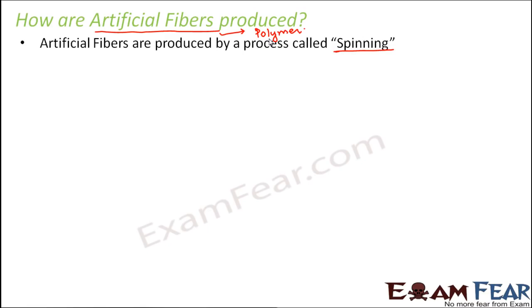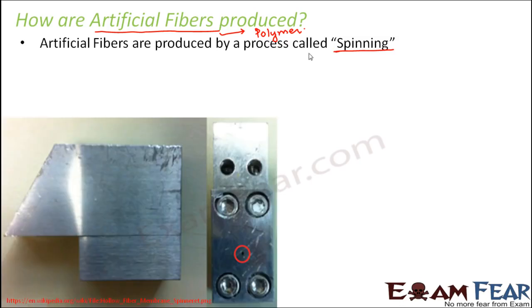So let us see what happens in spinning. This polymer is the artificial fiber basically. Initially, when the polymer is formed, it is quite thick and viscous. Then this thick and viscous polymer is passed through a device called a spinneret. So what is a spinneret? A spinneret is nothing but a disc-like structure which has holes on it, and the polymer, which is viscous, comes out through those holes.